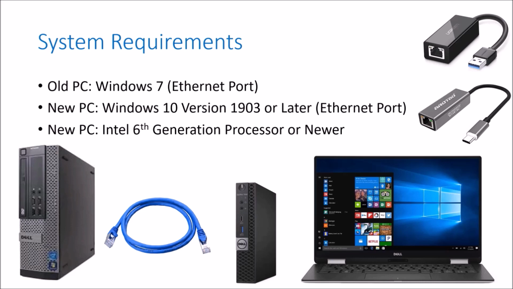One, the old PC must run Windows 7. And two, the new PC must run Windows 10 version 1903 or later and have a 6th generation Intel processor or newer. And in addition, we must connect the two PCs together. So this can be done using an Ethernet cable. So I'm doing this on an Optiplex 7010 and the new PC is an Optiplex 7040.